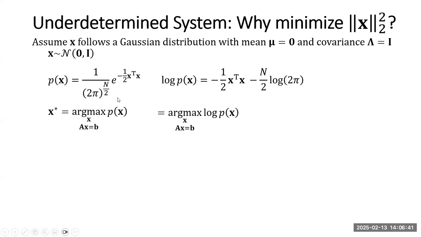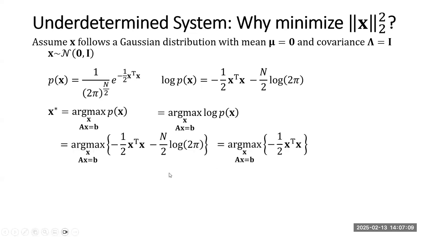But you see, this is more complicated. So instead of maximizing p of x, we can just maximize the log p of x, because the log function is monotonically increasing. The log of p of x is, by the way, called the log likelihood. I replaced the expression for the log likelihood here. This is what we want to maximize.